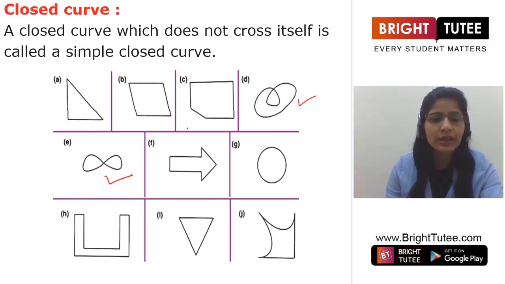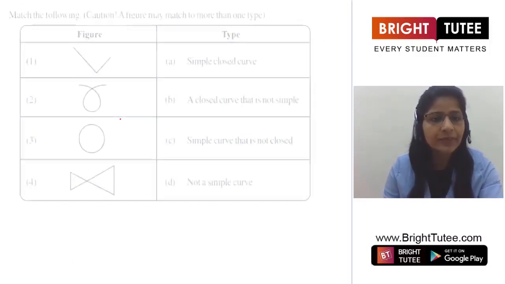So these two, that means part D and part E, are not simple closed, but they are known as closed curve. But these are not simple closed curve. Except D and E, we can see all other parts are closed as well as simple. So this is the main difference between a simple closed curve and a closed curve only. So all of these are known as closed curve, but D and E are not simple closed curve. Let us move to the next one.